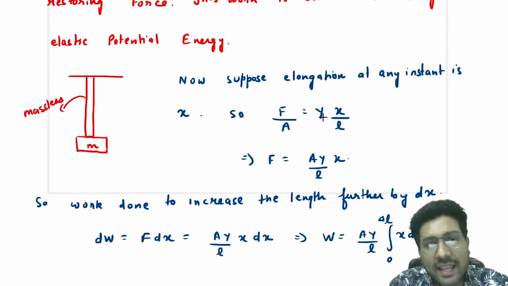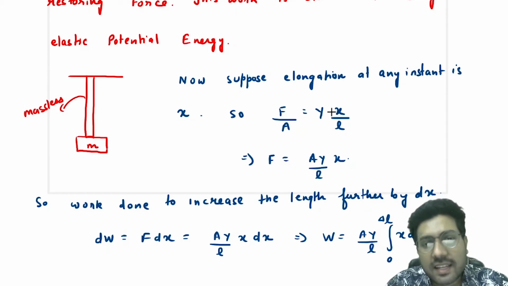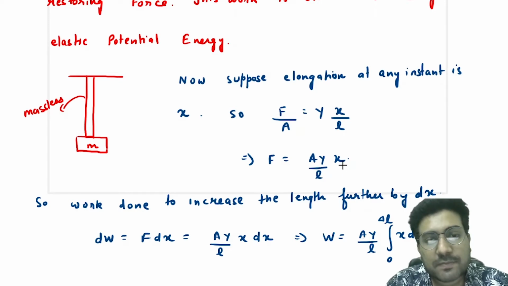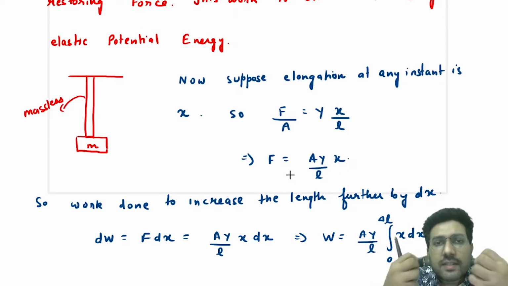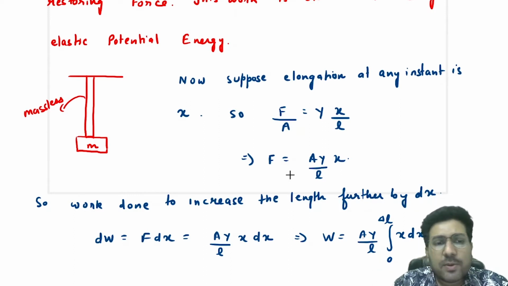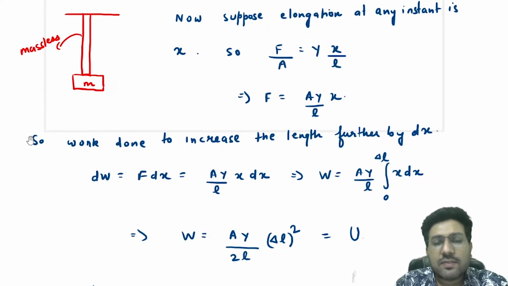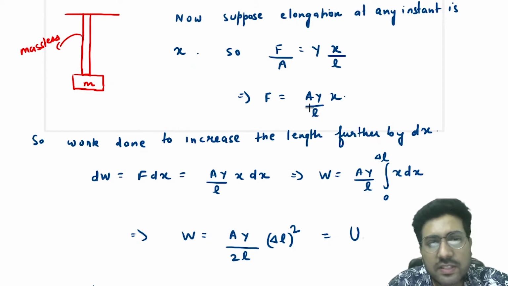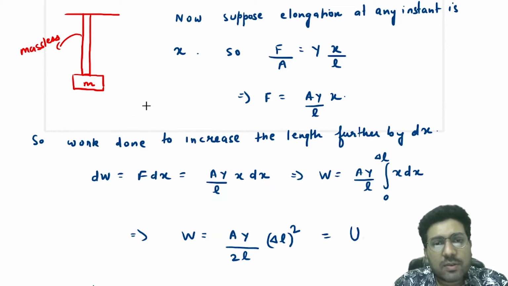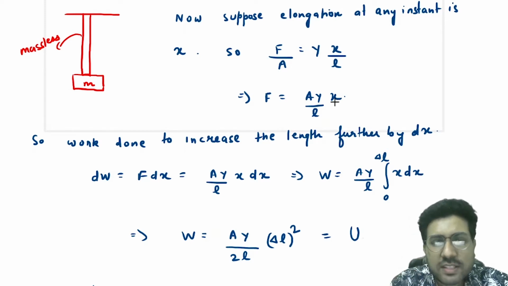F by A is equal to Y delta L by L. Now at any instant the elongation we are assuming is x, so I am writing delta L as x. So F is equal to AY by L into x. Now suppose dx length is further increased by doing some work. Then dW is equal to F dx, where F is the external force. So dW is equal to AY by L into x multiplied by dx, because at that particular instant, the force applied was AY by L into x when the stretch was x. Now you are further stretching it by a very small distance dx.